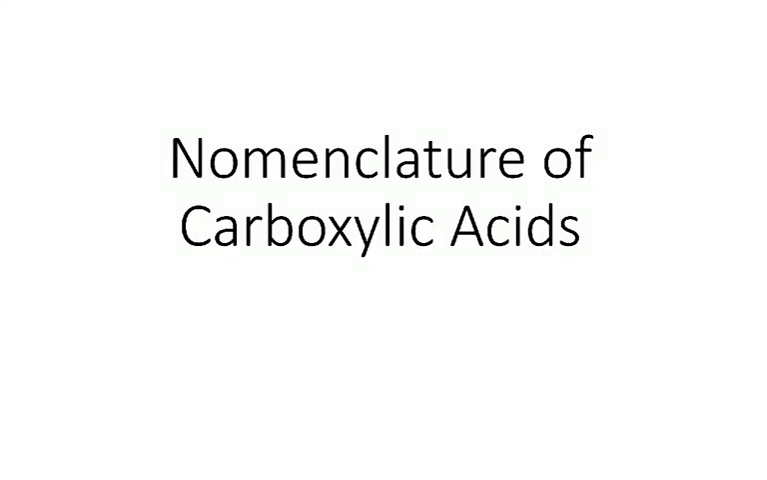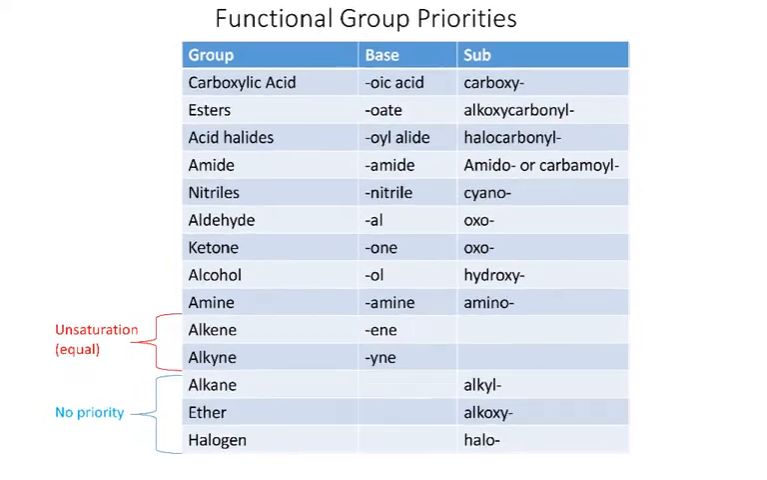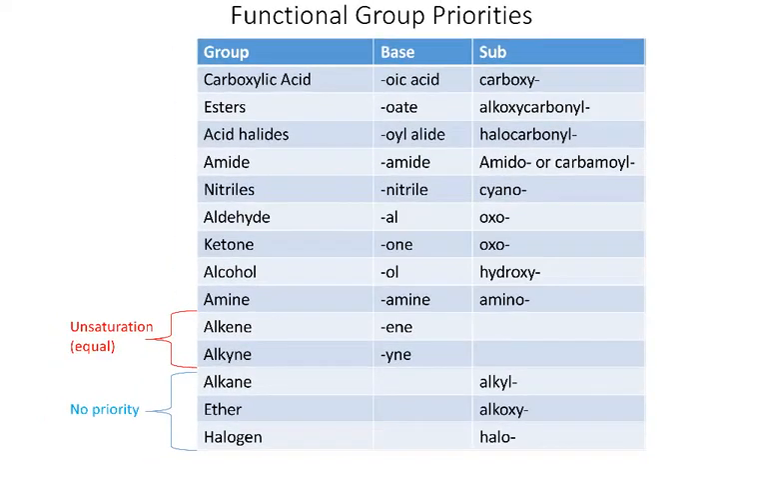In this video, we're going to talk about the nomenclature of carboxylic acids. So you've seen this table many times before. This is the list of our functional group priorities, and carboxylic acids come at the very top. So we're not going to encounter any compounds where something has a higher priority than a carboxylic acid. So it will always be named as the base group.